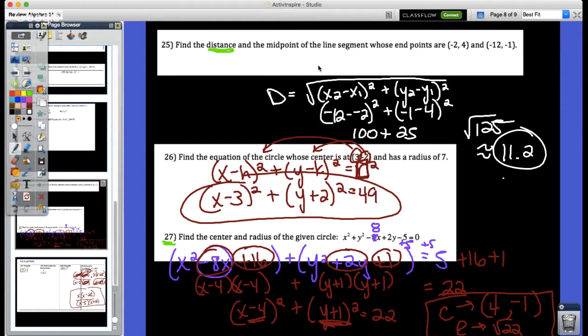Midpoint, remember the midpoint formula. If you need help on that, we'll do that before class tomorrow. But that's x2 plus x1 divided by 2, comma y2 plus y1 divided by 2 as well, okay? Plus y1 divided by 2. So that's the midpoint where this is the x and this part's the y, okay?